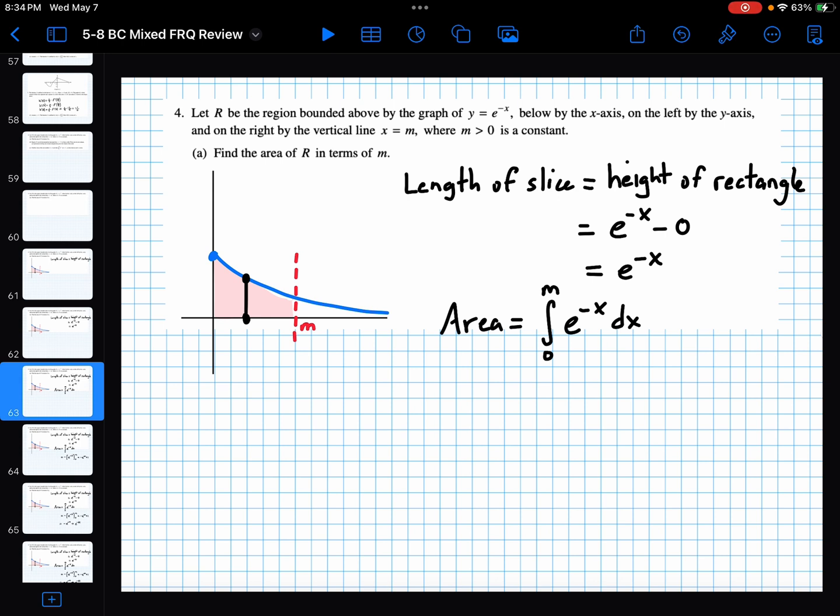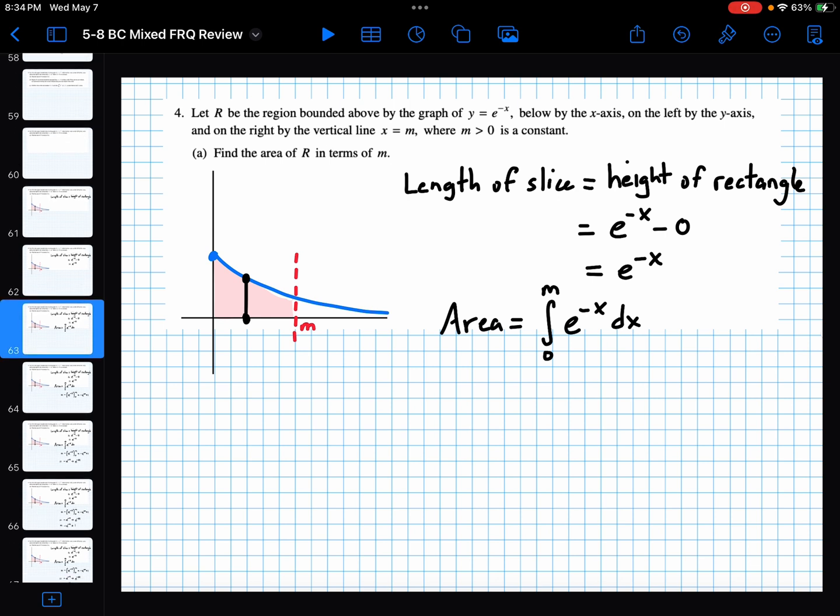And I have to find the area here in terms of m, so I have to anti-differentiate. That's going to involve a little bit of a u substitution, but I think I'm just going to go right to the antiderivative here. You can work that out on your own. And that would be negative 1 times e to the negative x. I'm evaluating that from 0 to m. And e to the 0 power, when I substitute that in, will just become 1. And this is what I wind up with, negative e to the negative m power plus 1. That is the area in terms of m.